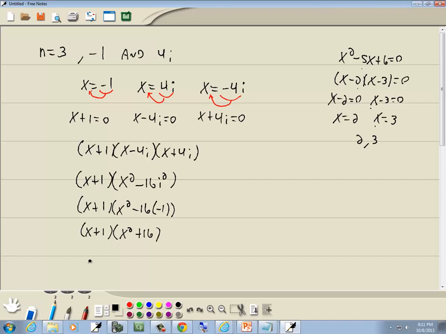X times x squared is x to the third. X squared times 1 is x squared. 16 times x is 16x. And 16 times 1 is 16. And that would be your answer. X to the third plus x squared plus 16x plus 16.